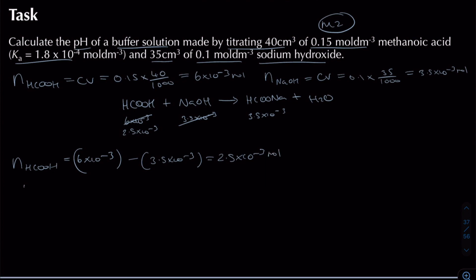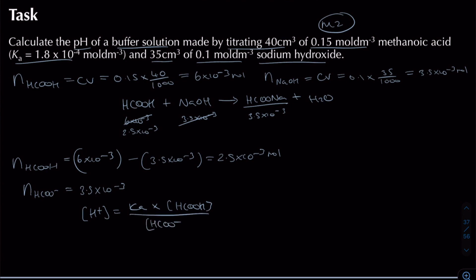So I now need to show the number of moles of sodium methanoate, or in this case, our conjugate base. I end up with a value of 3.5 times 10 to the power of minus 3, because that's what we formed over here. Remember, that's going to dissociate to form sodium ions and methanoate ions completely as well. So then I can find the concentration of H plus by saying we've got Ka times the concentration of our acid, HCOOH, divided by the concentration of HCOO minus, our conjugate base.